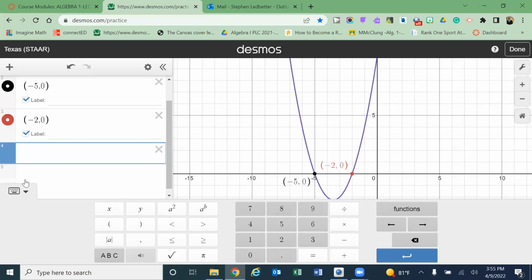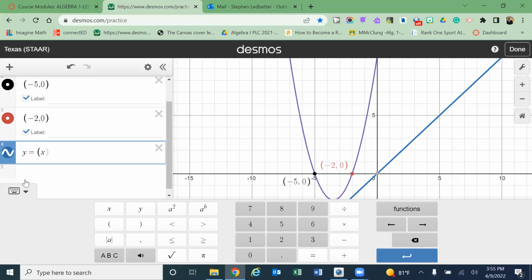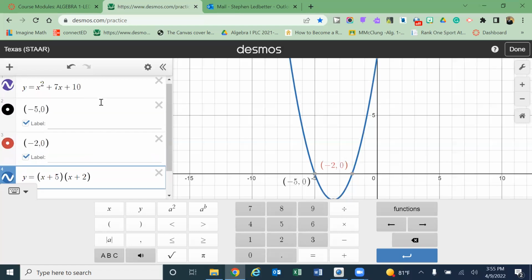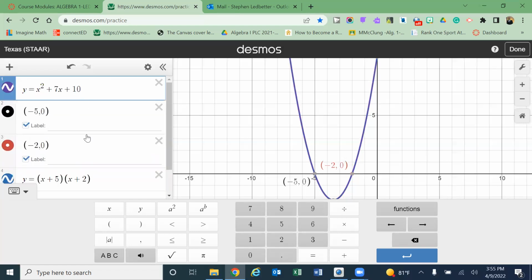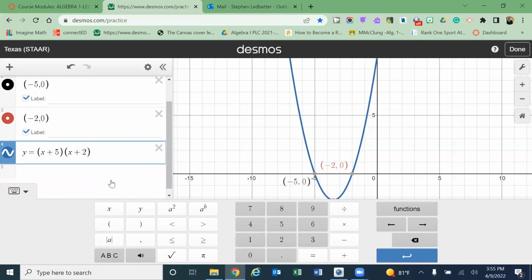And so do you remember the factors are the opposites? So I'm going to say y equals, open a parentheses, and then the first one will be x. And so instead of -5, I'm going to say +5. And then close the parentheses, then open the next one. Instead of -2, I'm going to say x +2, close the parentheses. And then look, that one's blue. This one's purple, and you can see they're the exact same thing. All right, so that is the next one.